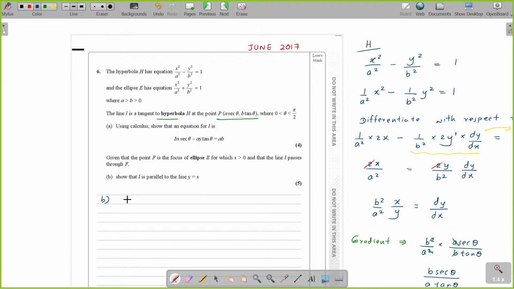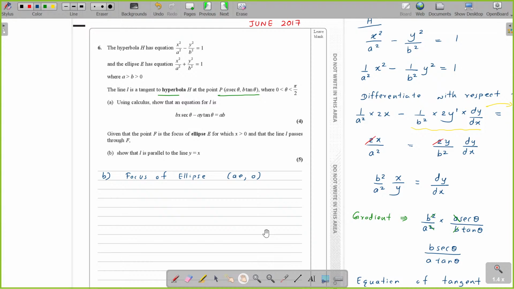Part B. So foci. They say it passes through the focus of the ellipse for which x is greater than 0, which means it passes through the positive one. So I don't need to write both plus minus, right? So the focus of the ellipse where x is greater than 0 should be ae comma 0, isn't it? I just showed it to you from the formula book as well. It's ae comma 0. Got it? So now the focus of the ellipse is ae, 0.